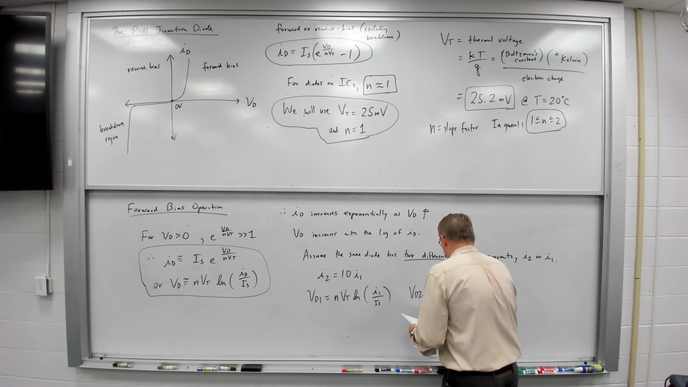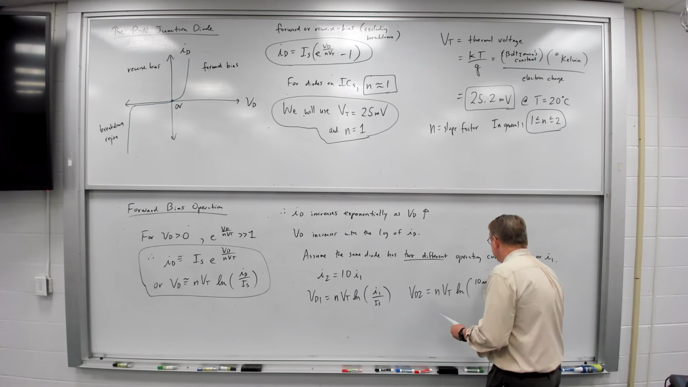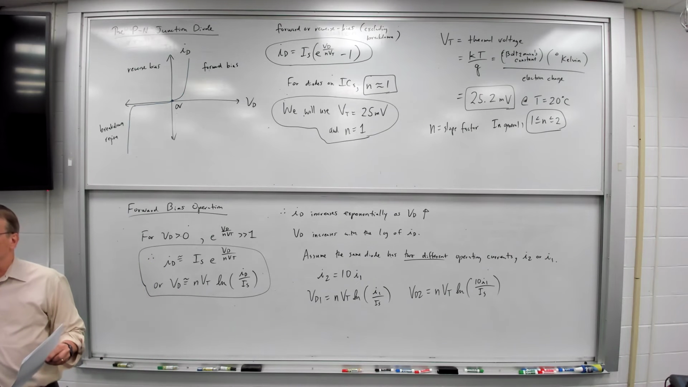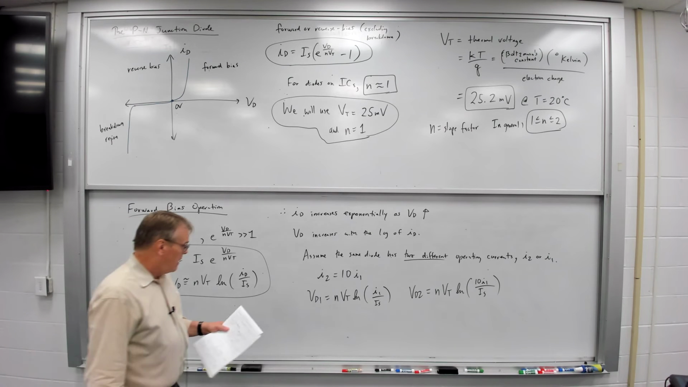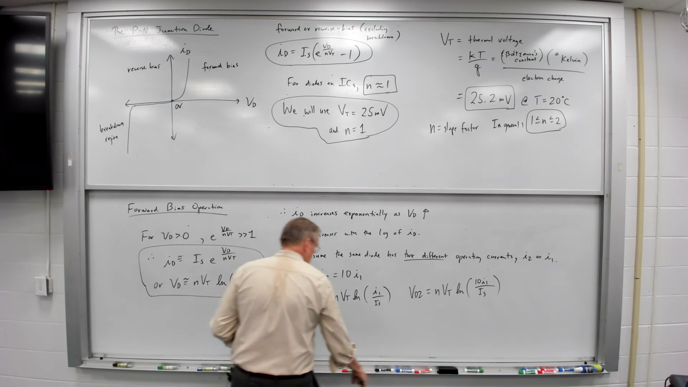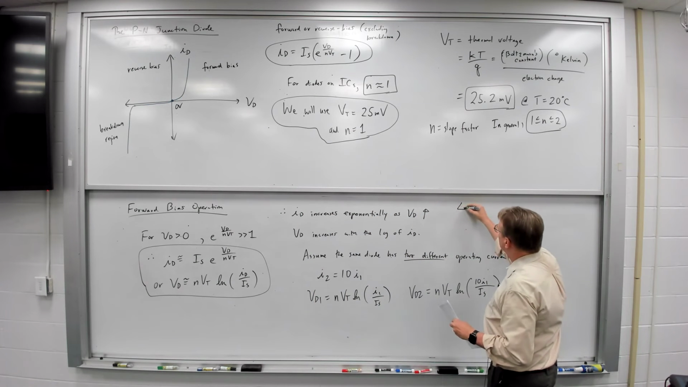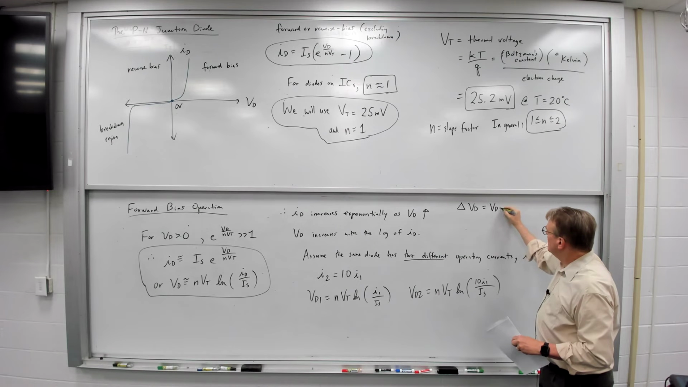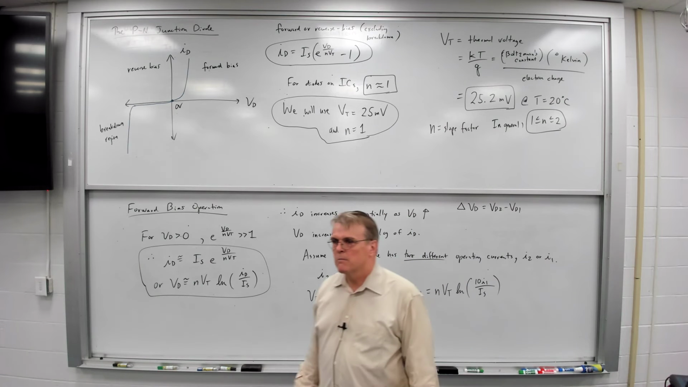Vd2 will be equal to N times Vt times the natural log of 10 times I1 over Is. So two different diode currents give two different diode voltages depending upon the currents flowing through it, and one is 10 times bigger than the other. Given this, I'm going to rewrite this. Let's define delta Vd, which is equal to Vd2 minus Vd1. What's the difference between those two voltages?